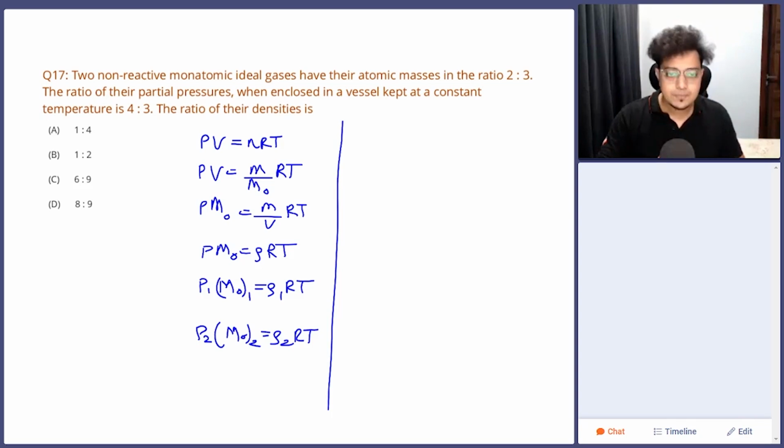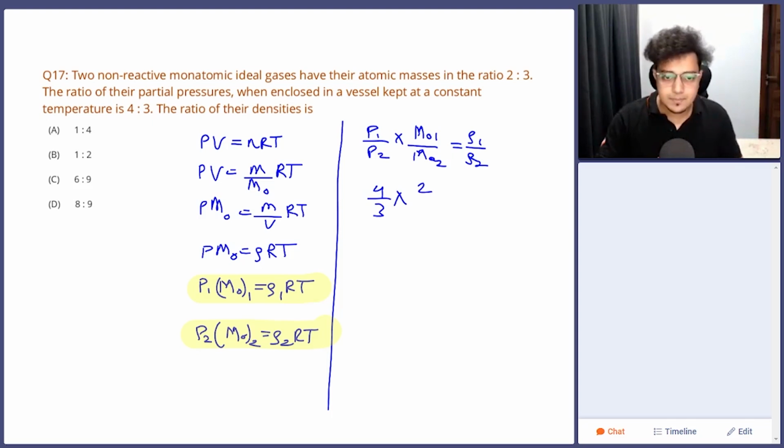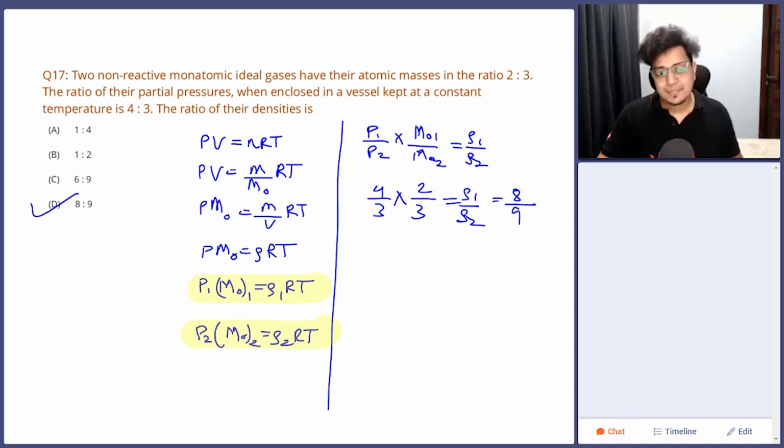And now we have to take the ratio of the density. Let's call this equation number 1, equation number 2. Divide them. So we'll get P1 by P2 into m0 1 by m0 2 equal to rho 1 by rho 2. R and T cancelled. Pressure ratio is given to you, that is 4/3. Then molar mass ratio or atomic mass is given to you, that is 2/3. That is equal to rho 1 by rho 2. So that gives us 8/9 as the final answer. 4 into 2 by 3 into 3, 8/9. D is the answer.